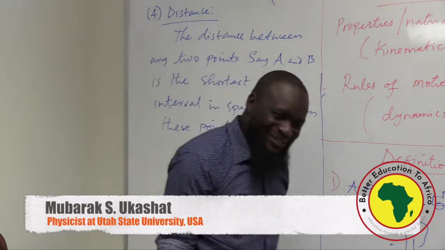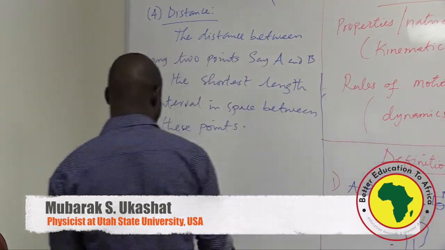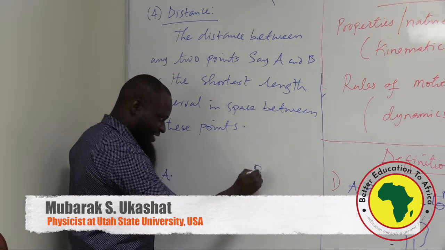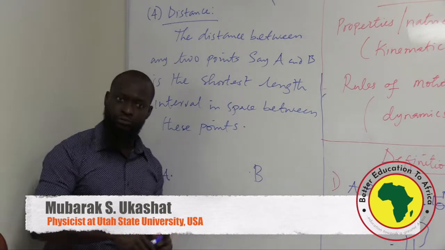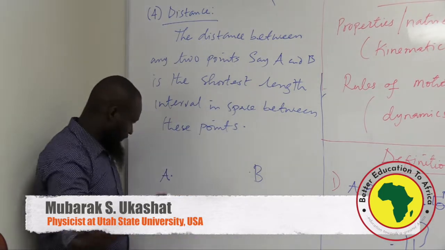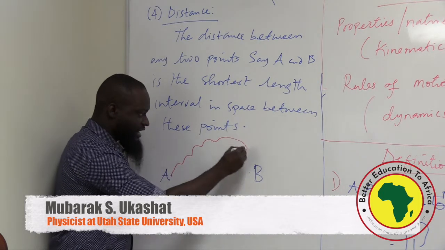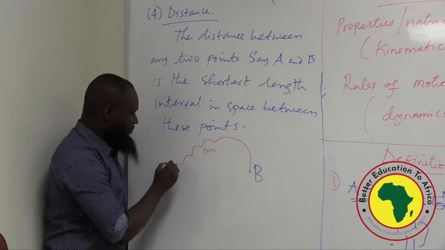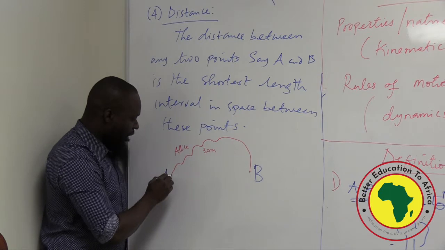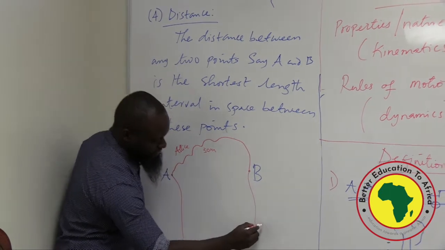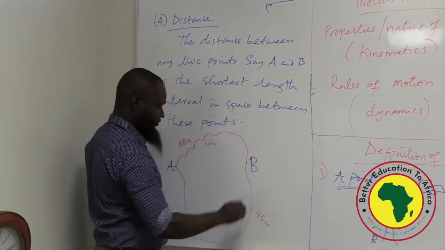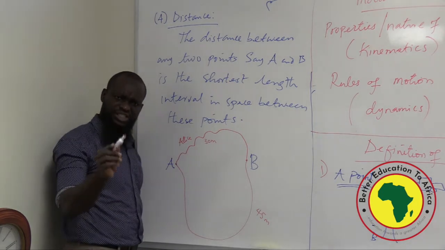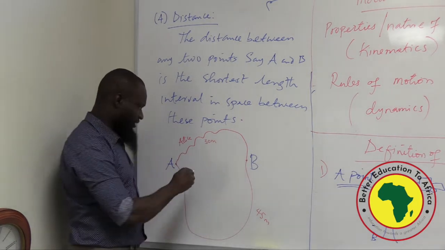I want you to listen to how I explain this. It's very important. I have a point A and I have a point B. I have two people. They want to walk from A to B. Alice walks from here to there, to B, a distance of, say, 30 meters. Bob walks a longer distance, say, 45 meters from A to B. Are we okay? But what is the shortest interval between A and B? It's a straight line, right?